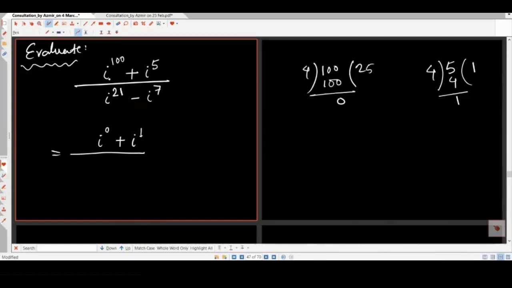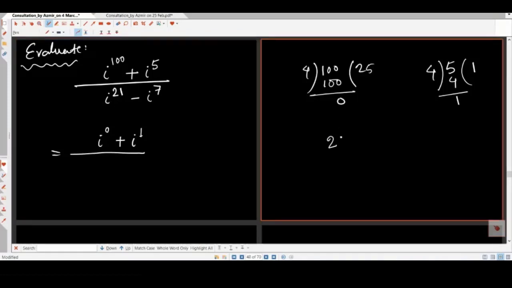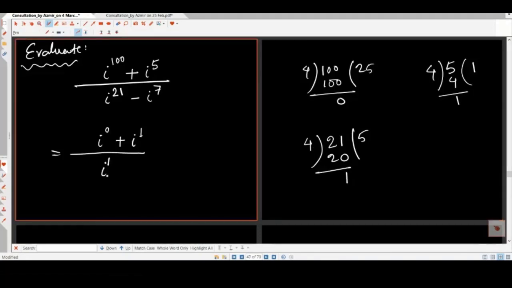Let's come to i power 21. 21 is divided by 4. 5 times 4 is 20, so the remainder is again 1. So i power 21 is i power 1. Next, negative i power 7. So 7 divided by 4.